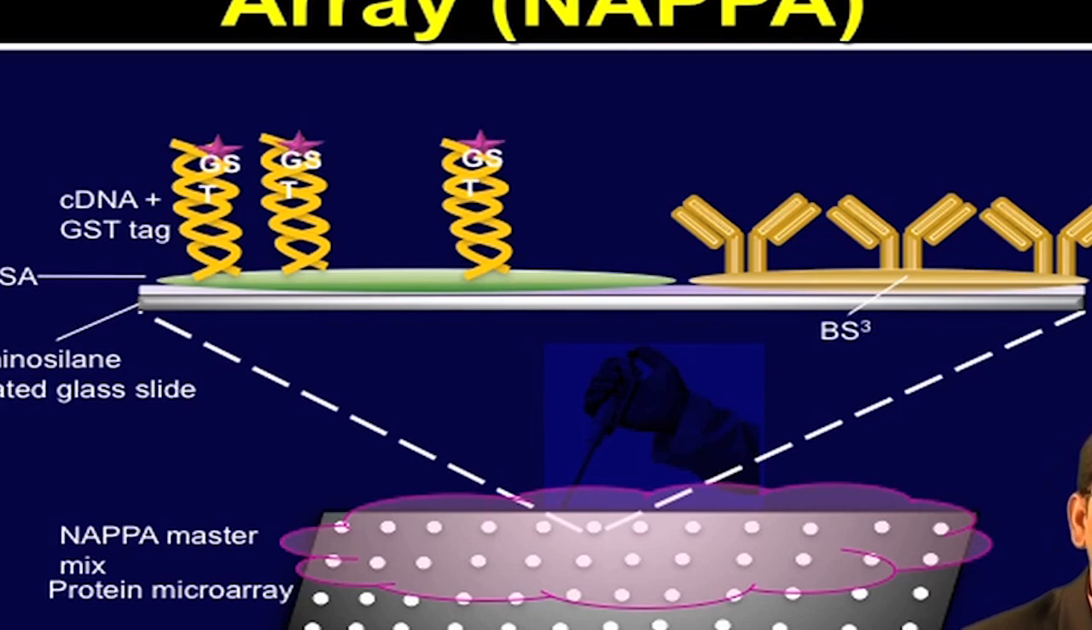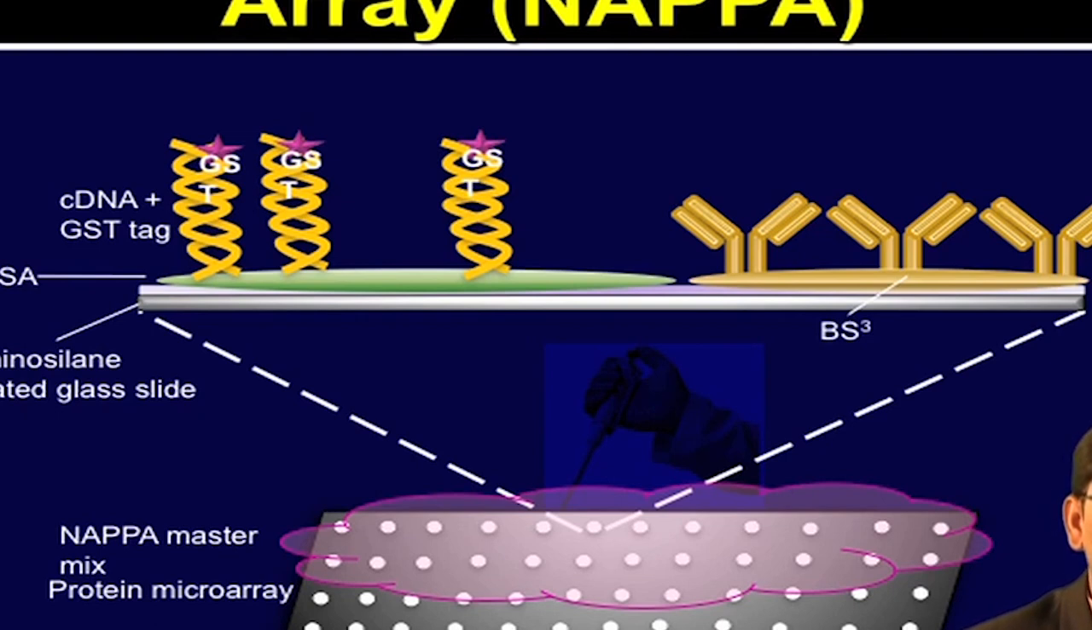So, the DNA containing the gene to be expressed as a glutathione S transferase fusion is immobilized on the array surface in the master mix. Bovine serum albumin is added as part of the master mix, which improves binding efficiency of cDNA, although the exact mechanism is not yet clear. BS3, the cross linking agent, facilitates the immobilization of the capture antibody, which is anti-GST antibody in this case, on the array surface.